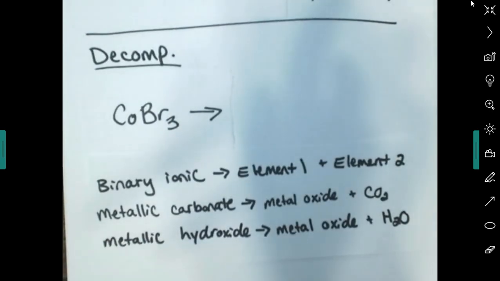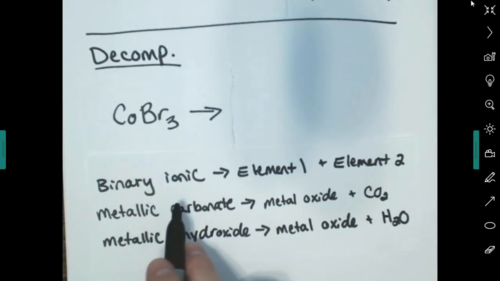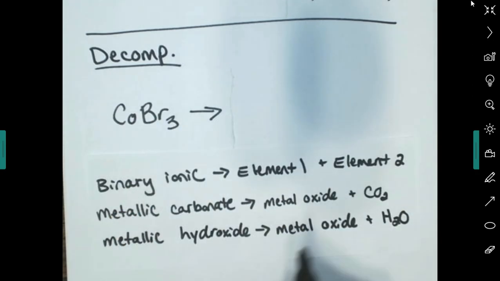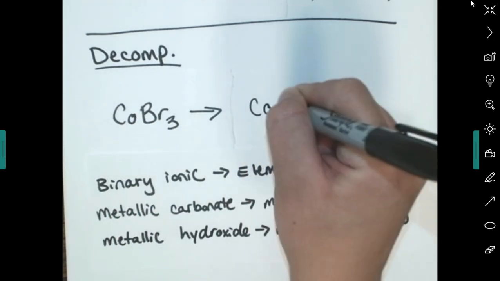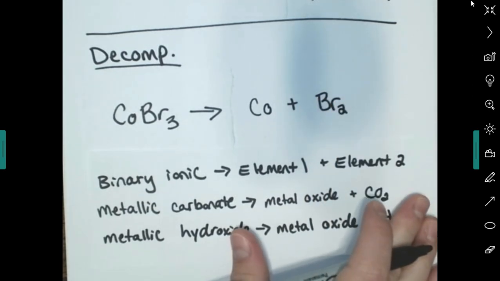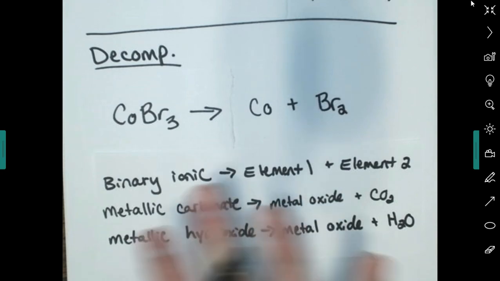Okay, and it is that you could have a binary ionic, which is like this one. So we're going to break it up just into its elements. So I've got cobalt and I've got bromine. So I'm going to make cobalt and bromine. And bromine's diatomic, so I can't let it be all by its lonesome. I got to put a 2 there. Okay, and you could go back and balance that.